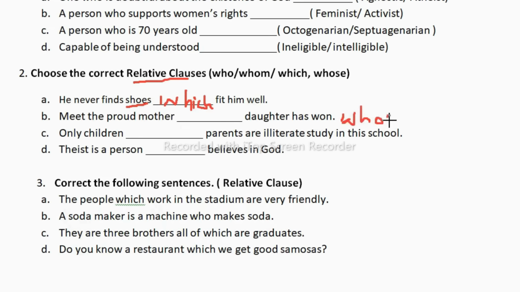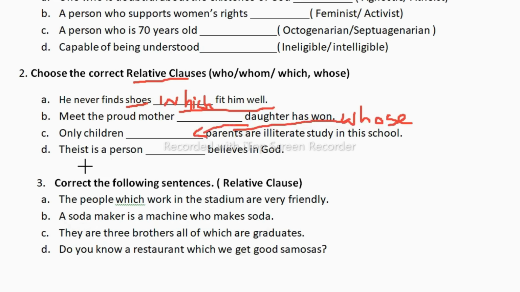Based on the subject, you should choose your relative pronoun. These are called relative pronouns. The sentence after this relative pronoun is called a relative clause. Now, "Only children dash parents are illiterate study in this school." Again we are showing possession, so: only children whose parents are literate study in this school. Again we are taking whose here.